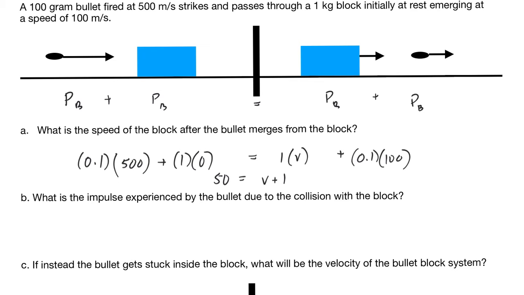Okay. The 100 meters per second, wasn't that with the block? That was 1 kilogram? No, I think it's the bullet. It says the bullet strikes and passes through a 1 kilogram block initially at rest, emerging at a speed of 100 meters per second. So if you made the block travel at 100 meters per second, your answer is going to be more divergent. But I believe that it's referring to this.